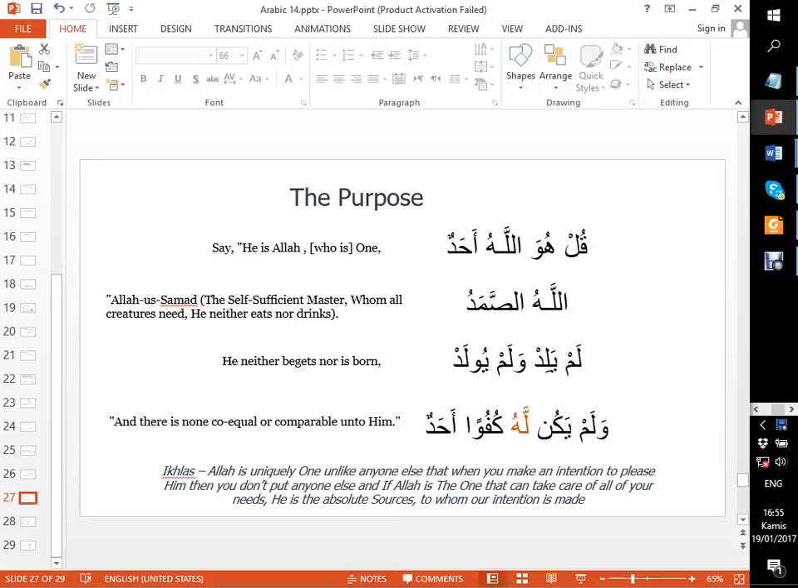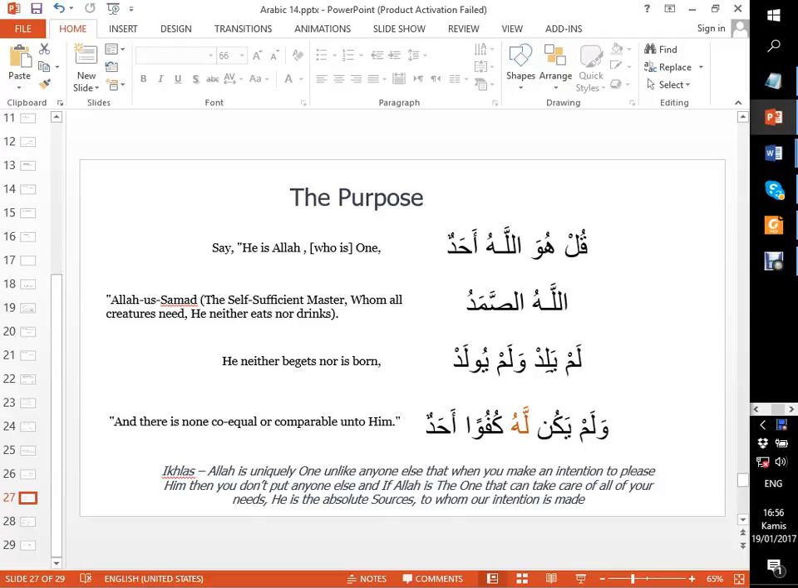Like kufuwan ahad. This is one way to describe ahad in this form. Kufuwan ahad. So for comparable, this is the negative sentence, right? No, there is none equal or comparable to Him. So usually Arabs use ahad in a negative sentence, but in this first ayah it's using ahad, so it's unique.